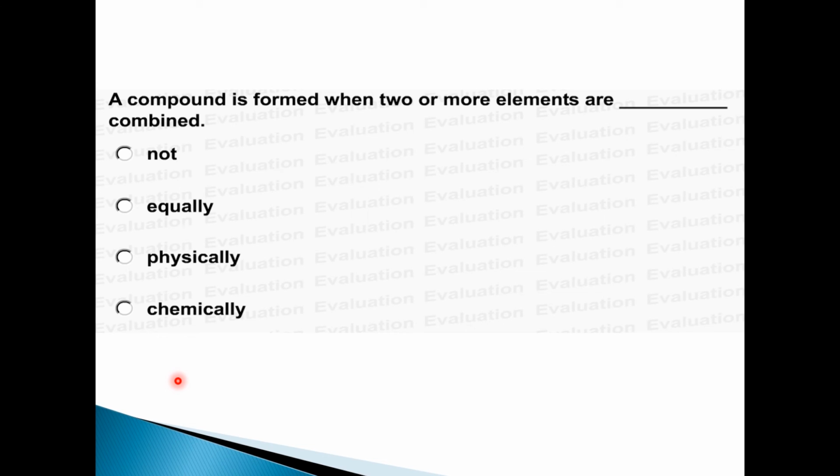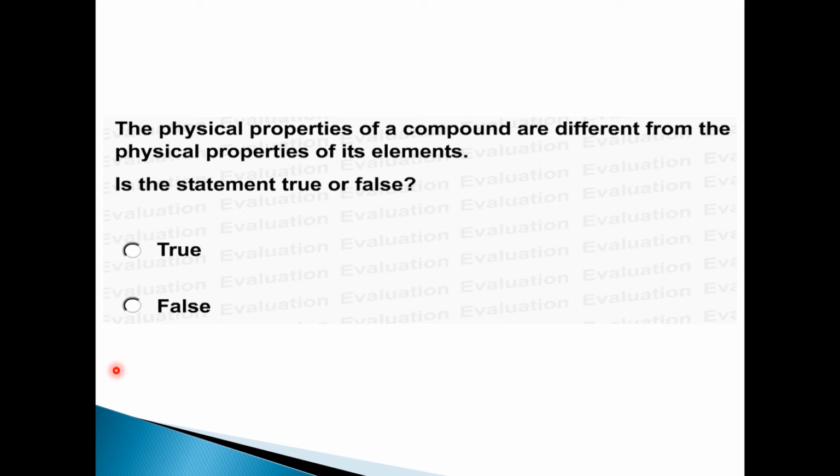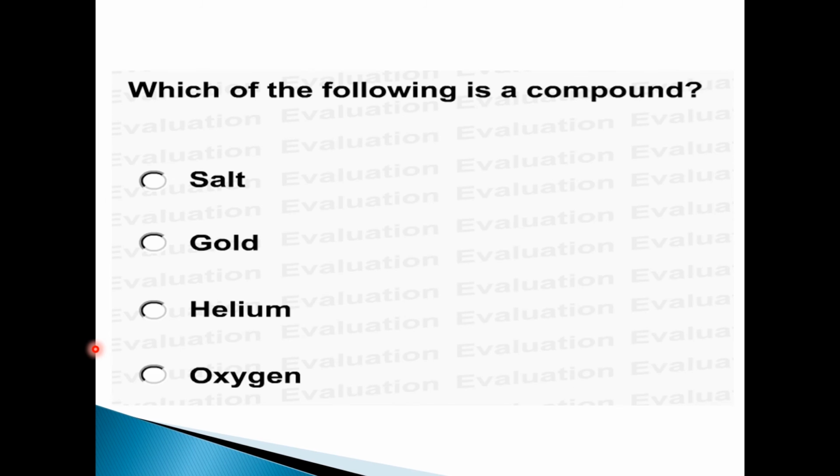Next, let's answer a few questions. A compound is formed when two or more elements are... The answer is chemically combined. The physical properties of a compound are different from the physical properties of its elements. Is the statement true or false? The answer is true. Which of the following is a compound? The answer is salt.